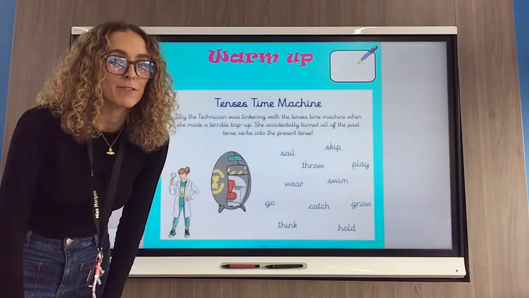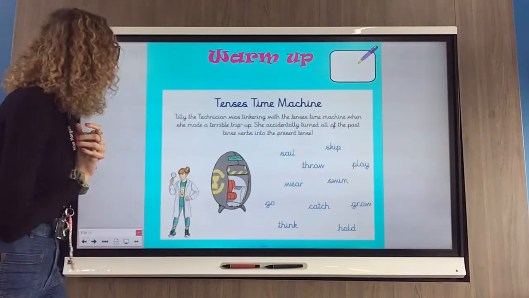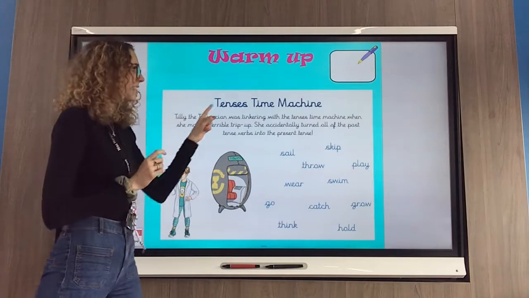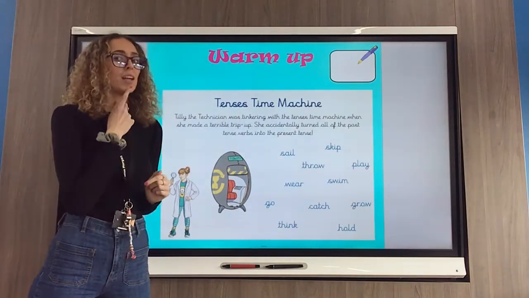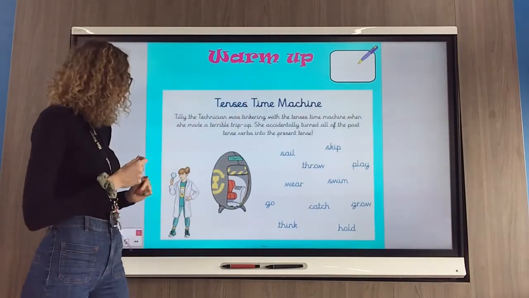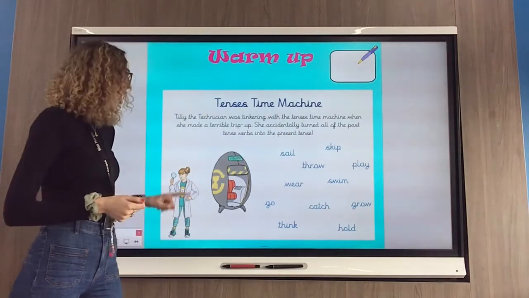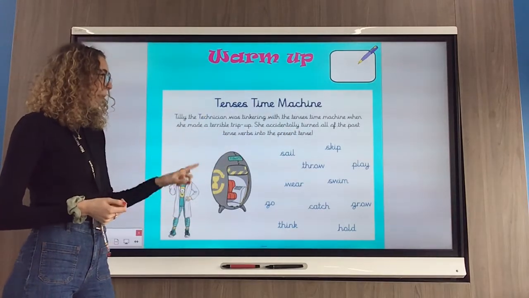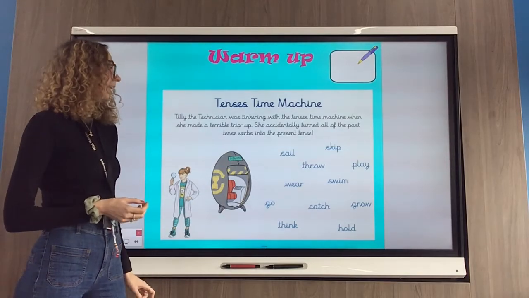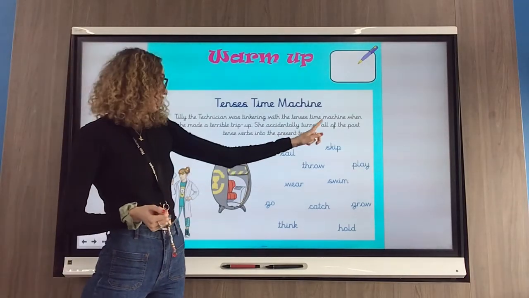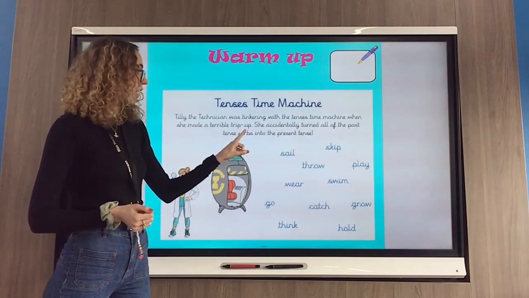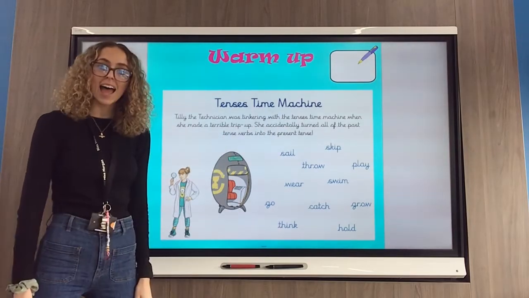Okay, who is ready for today's warm-up to warm your brains up? And it says here, tenses time machine. Now I know what tenses are. Tilly the technician was tinkering with the tenses time machine when she made a terrible trip up. Oh dear Tilly. She accidentally turned all of the past tense verbs into the present tense.